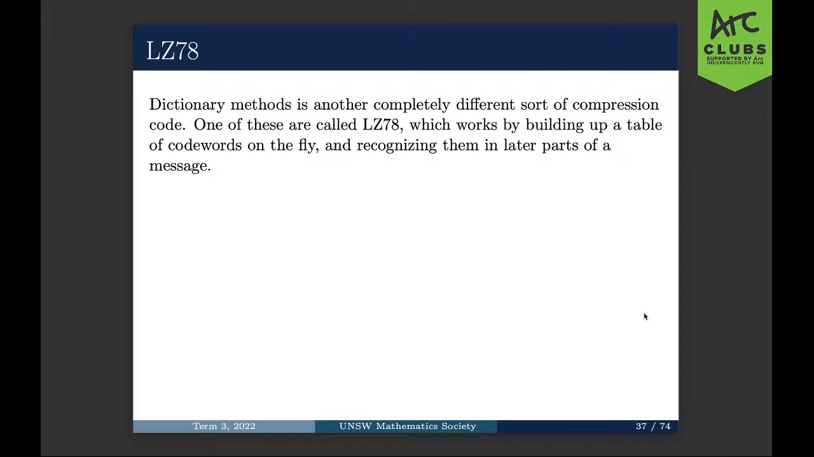Now we're going to move on to the final topic for today, LZ78. And this is another completely different kind of compression code. I think this is used for zip files maybe. I heard that, not too sure, but pretty interesting stuff. So how it works is that it builds up a table of code words while reading messages, and it recognizes those as a prefix table in later parts of the message.